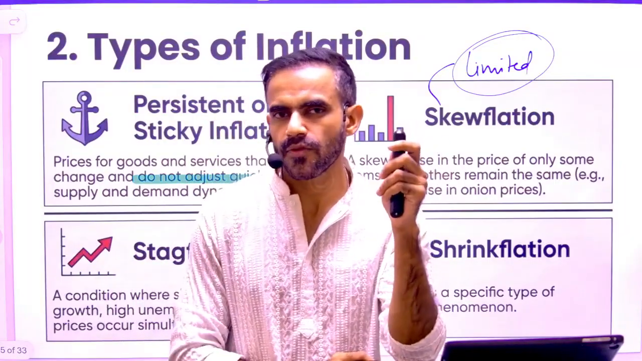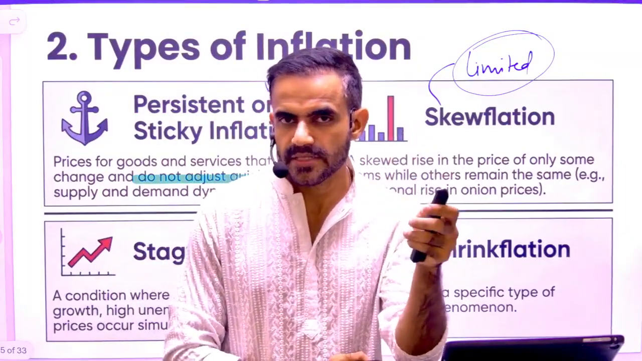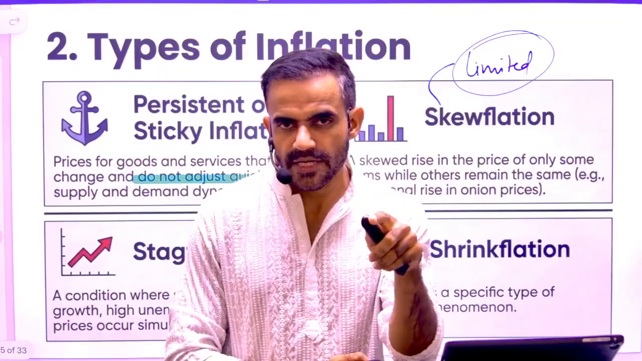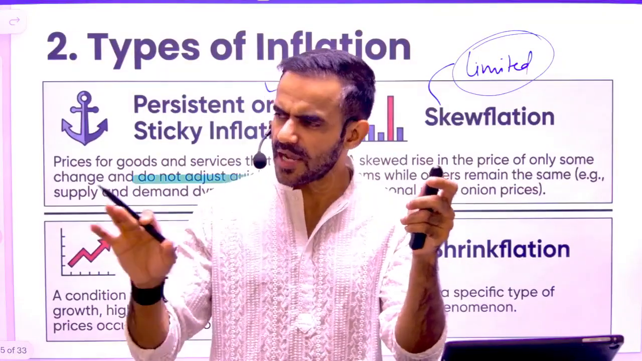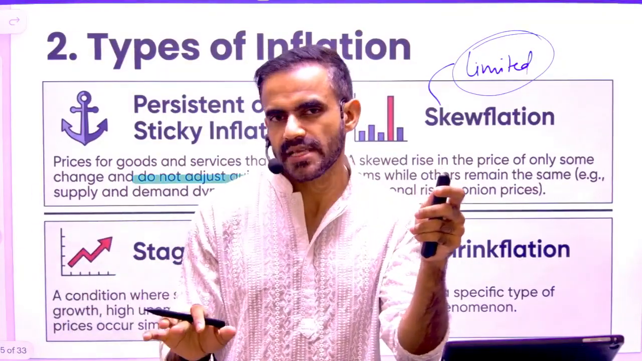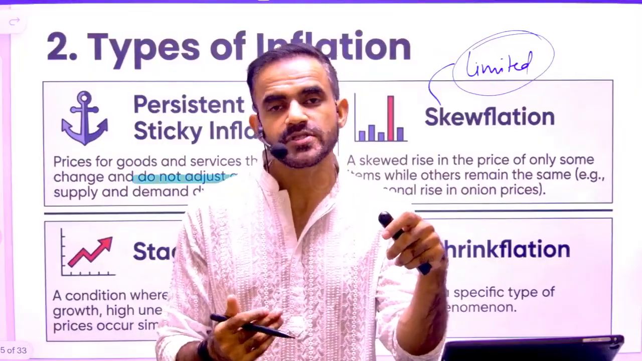Or another example would be, let's say in case of vegetables, the price of onions and tomatoes has increased. The price of the rest of the vegetables is more or less the same. That would be another example of skewed inflation.